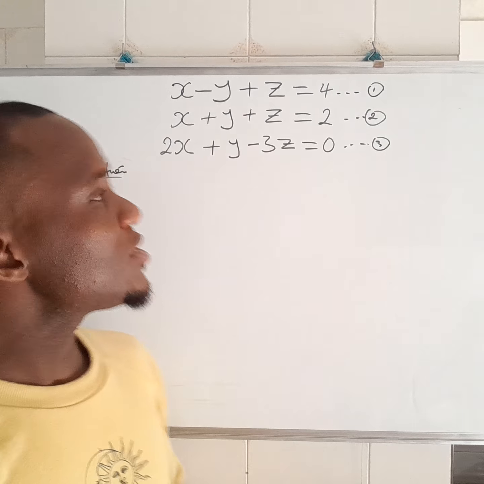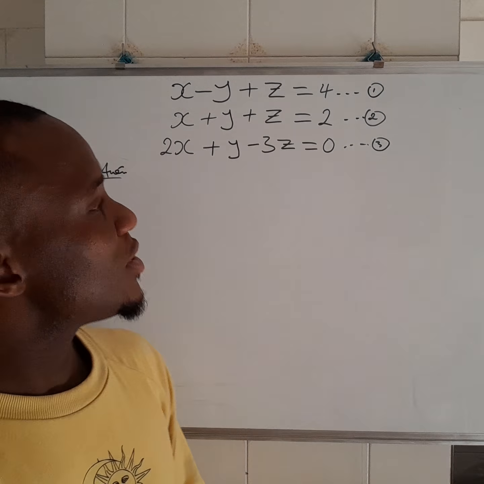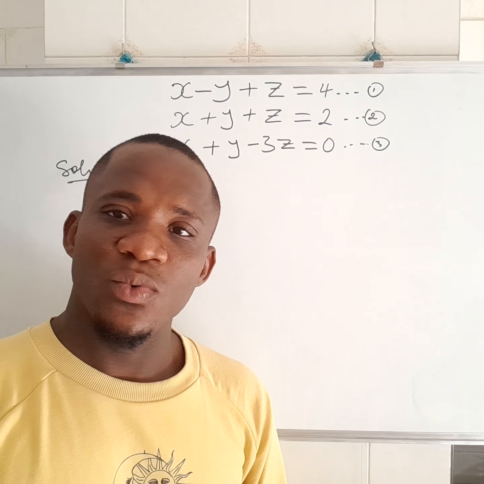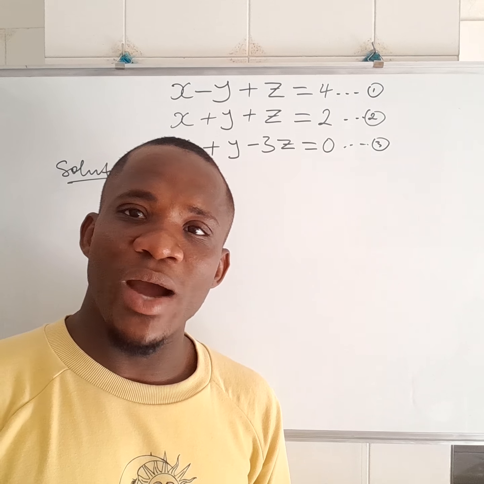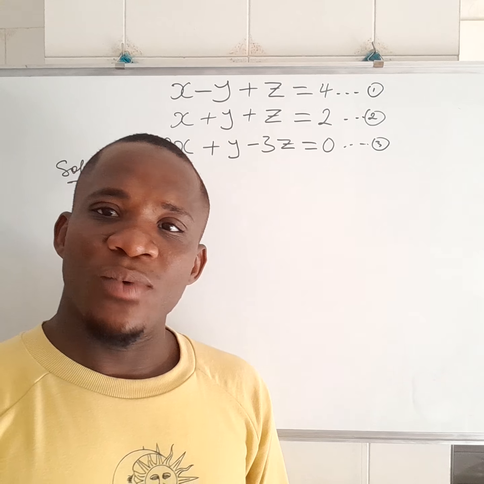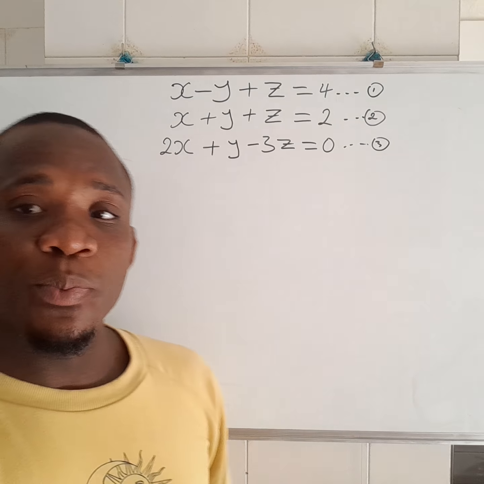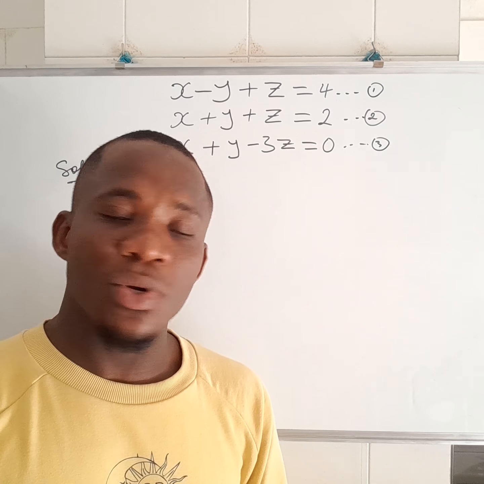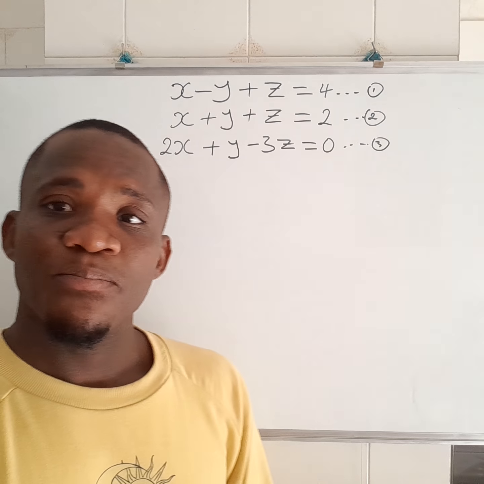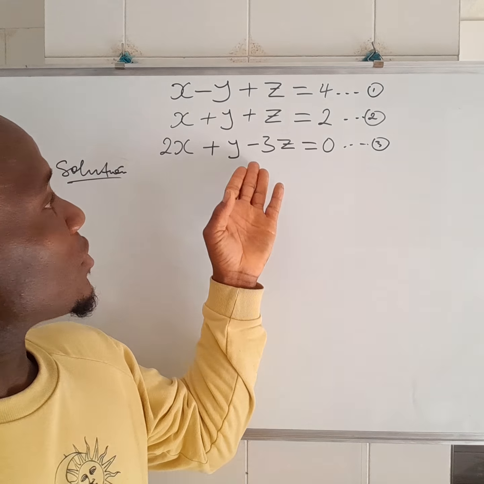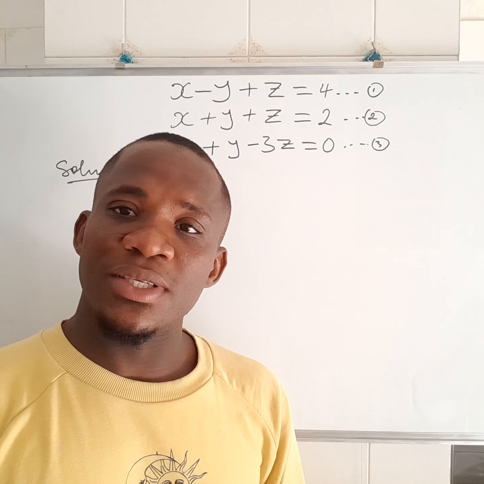In today's lesson, let us see how we can solve this problem. Before us, we have three linear equations with three unknowns: x, y, and z. We have different methods which we can use to solve this kind of problem. We can use Cramer's rule or the matrix method. But for today's lesson, let us make use of what?